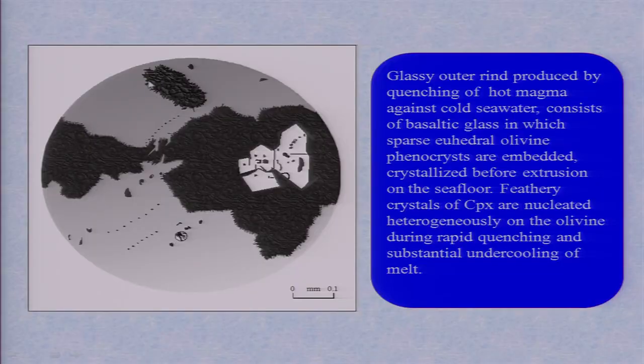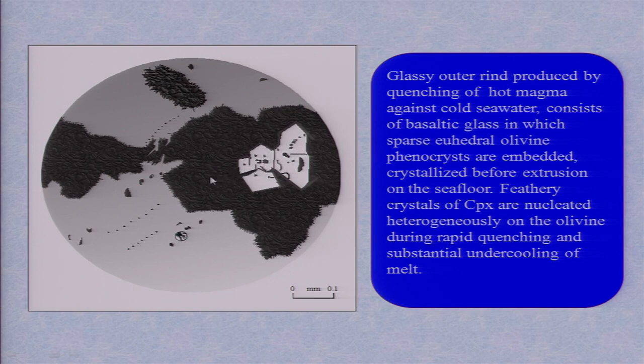Quenching means sudden cooling of the magma, which has given rise to the rind-like structure here, and it consists of basaltic glass in which sparse euhedral olivine crystals are present. This is a glass, and in this glass you have olivine crystals embedded, crystallized before extrusion. This olivine crystal was not formed at the same time when the glass was formed. It was formed prior to the formation of the glass. That is why it has acquired a good, almost euhedral shape.